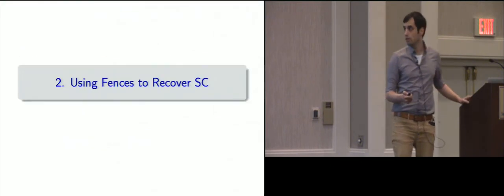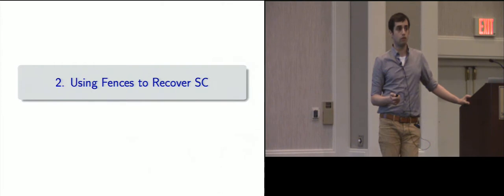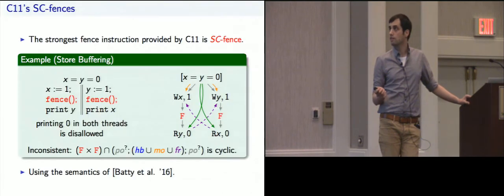The second subject is connected strongly to the previous talk, and has to do with SC fences. So we want to have SC fence in addition to release acquire. SC fence is the strongest fence instruction provided by C11. And if you put SC fence on both sides, in the store buffer example, you would get rid of this weak behavior that prints zero in both threads. The explanation is that this execution is now inconsistent with the fences, and here I actually use the semantics that was suggested and proved sound in the previous talk. It shows that there is this cycle here between the two fences, and the execution is inconsistent.